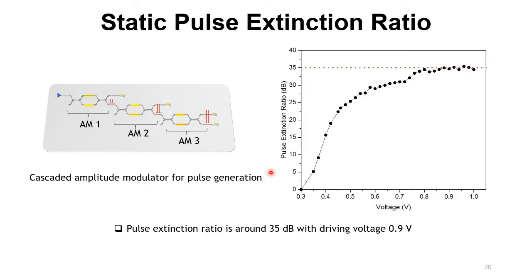On the transmitter chip, loud pulses are generated by amplitude modulators. In the setup, 3 identical amplitude modulators based on p-n junction are cascaded and modulated simultaneously by an arbitrary waveform generator to realize a high pulse extinction ratio. This line chart shows that the static pulse extinction ratio of an individual amplitude modulator is up to 35 dB with 0.9 volt.